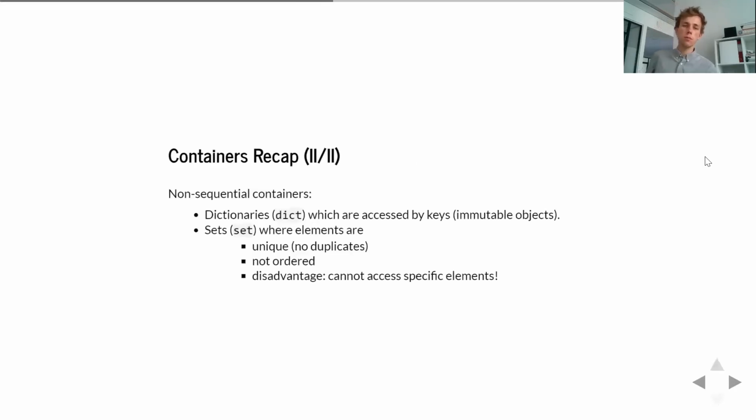Okay, we have also touched upon some non-sequential containers. In particular, we have already been working quite a bit with dictionaries, which are accessed by keys. And then we actually have not talked very much about sets. In sets, elements are unique and they're not ordered. And for this reason, we cannot access specific elements in the set. So we can really think of this container as being very similar to a set in a very mathematical sense. It's just a range of elements that are fundamentally unordered.